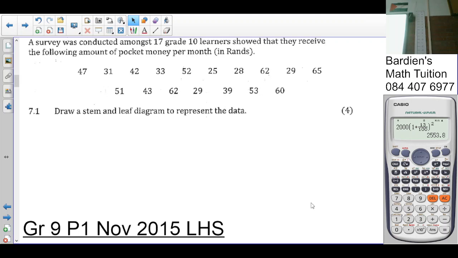It showed that they received the following amount of pocket money per month in rand. Now people, this is many years ago, because this is for the month. I heard some of you get 50 rand a day. No, this was for the month, a good couple of years ago. That's why I say you guys now get 50 rand a day.